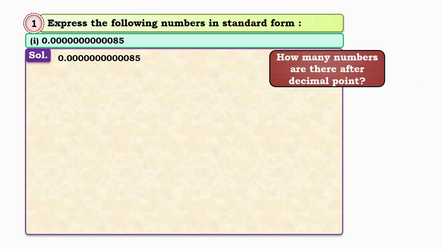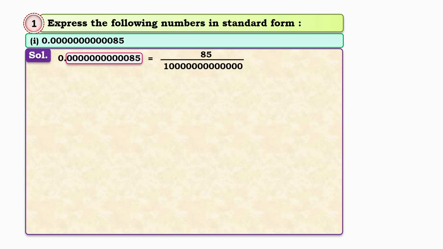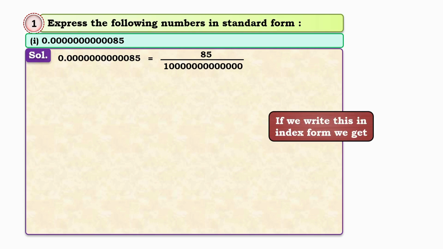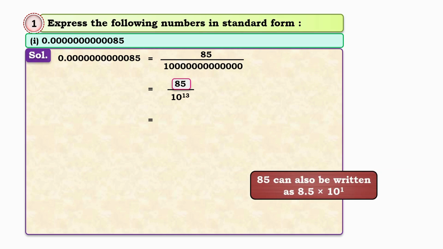Now first we need to tell how many numbers are there after the decimal point. If you count, you will get 13 numbers. So we'll write 85 divided by 1 followed by 13 zeros. So it will be 85 divided by 10 to the power 13. Now 85 can also be written as 8.5 into 10 to the power 1. So this is the standard form of 85.